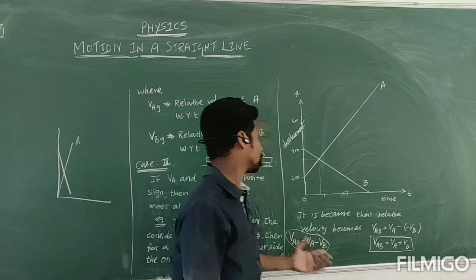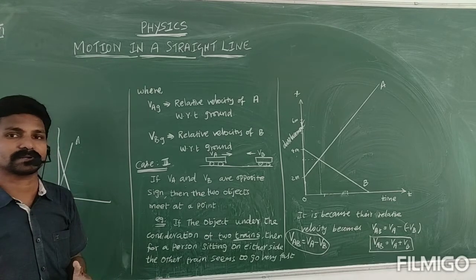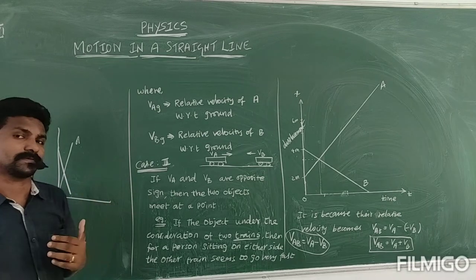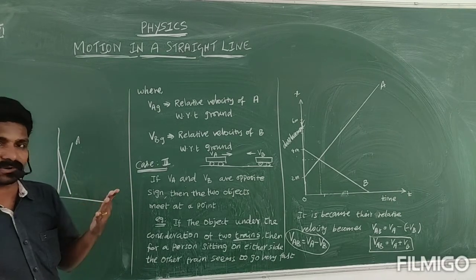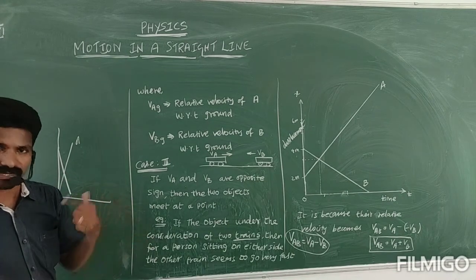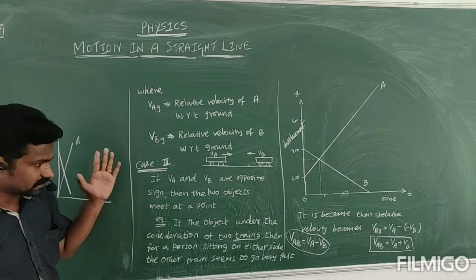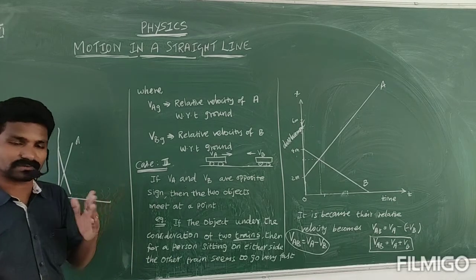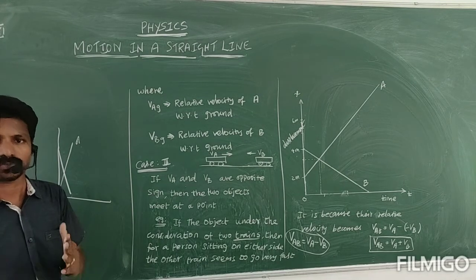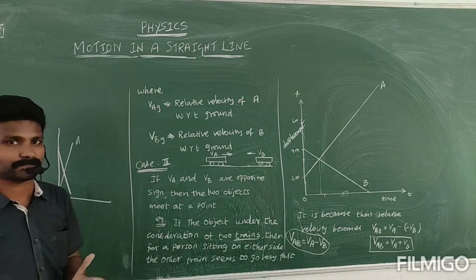So now you know the different cases: if it is at rest what happens, if it is uniform speed what happens, if the speed is increasing or decreasing in a forward direction what happens, and if the speed is increasing or decreasing in the opposite direction what happens. Like that we compare the different types of velocity in different situations. I hope you understood what relative velocity is. Okay, thank you.